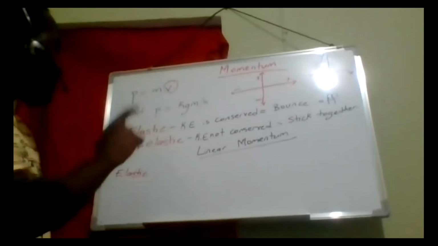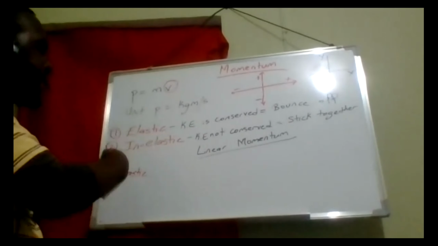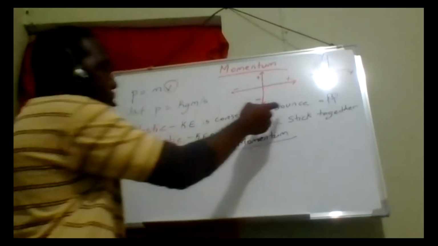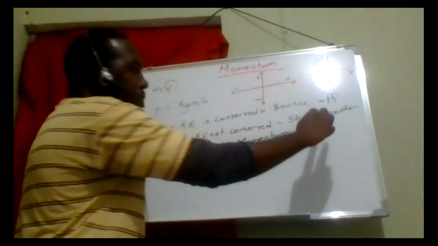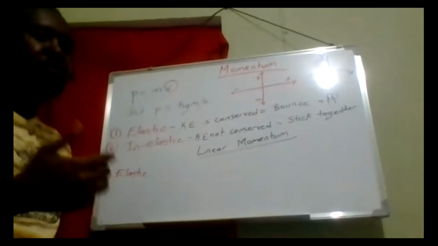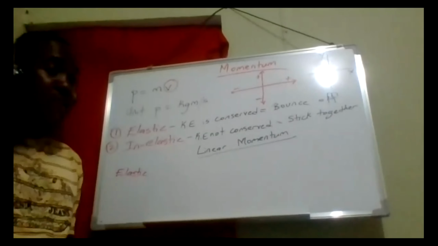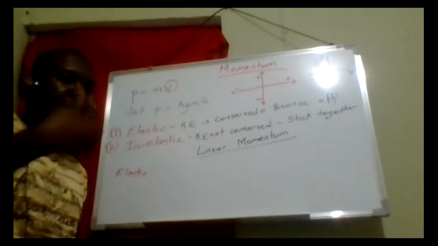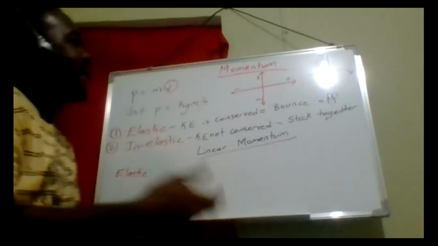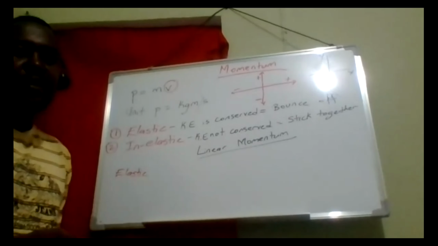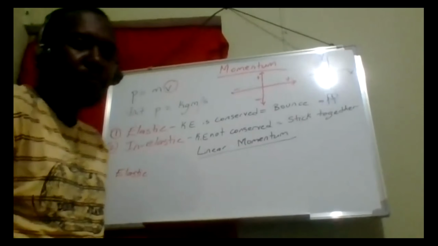So all those byproducts will change the kinetic energy from being conserved. But the main part to know if it's elastic or inelastic is the bouncing off or the sticking together. So that's the main criterion to know if it's an elastic collision or inelastic. So if it does bounce off, even if the kinetic energy is not conserved, it is still an elastic collision. All right?